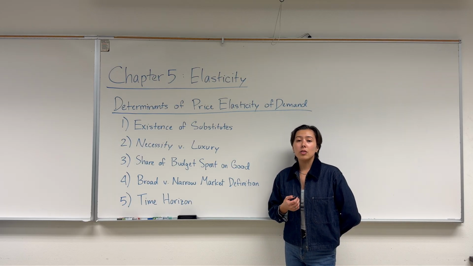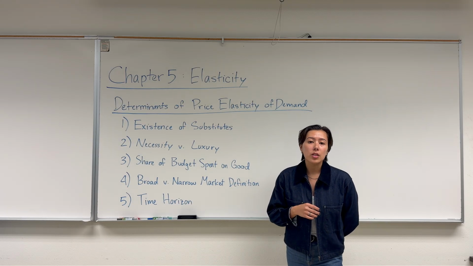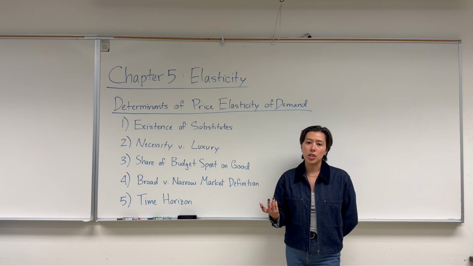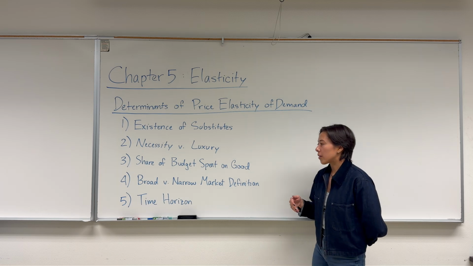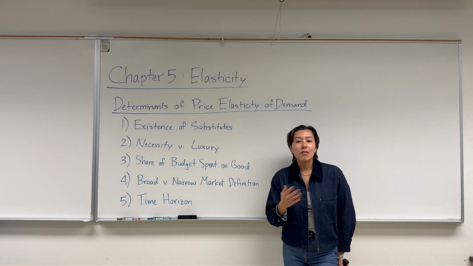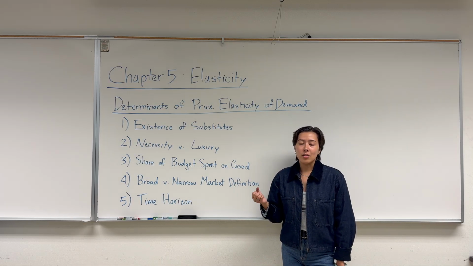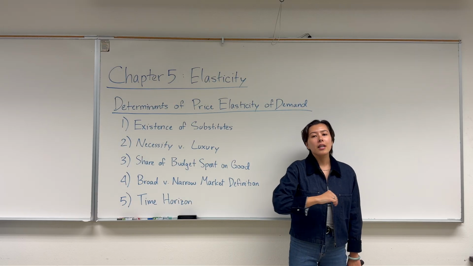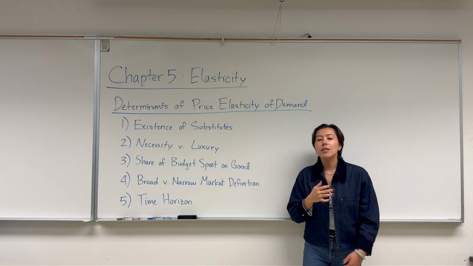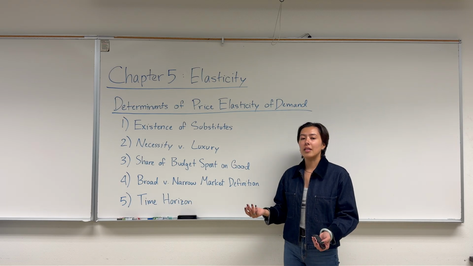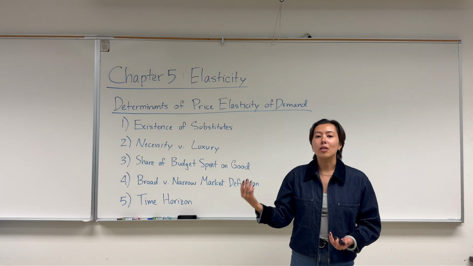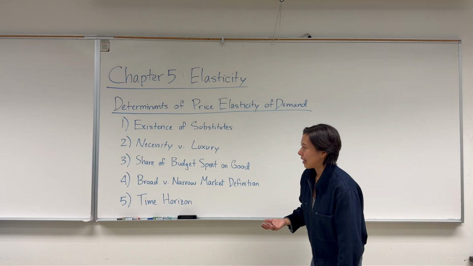When substitutes are very plentiful, this gives consumers more choice in the face of a price increase for a specific good. So let's imagine the market for orange juice, for example. There are so many different brands of orange juice available, right? Whether you're buying Minute Maid or Florida's Own or Simply Orange, there are so many different choices that if the price of one brand goes up, you'll be able to switch to another orange juice brand.